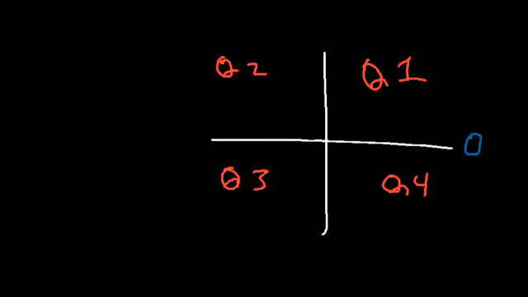Quadrant 1 exists between 0 and 90. Quadrant 2 exists between the angles of 90 degrees and 180. And then for 3, it's between 180 and 270, and quadrant 4 is between 270 and 0, which is also 360.